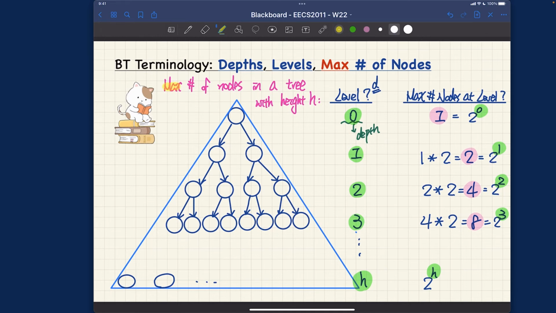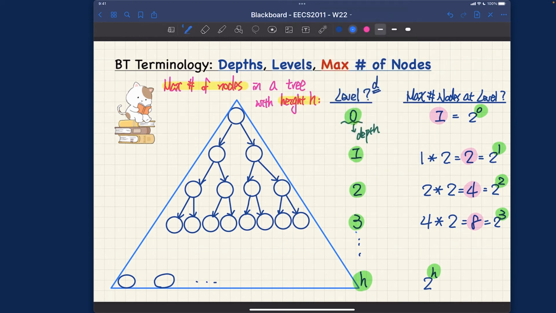The maximum number of nodes in a tree with height h, right? So we talk about depth 0, depth 1, 2, 3, all the way to depth h. We want to sum up all the nodes over here. How many do we have in this case? Let's now put them into a sequence, like a series over here.